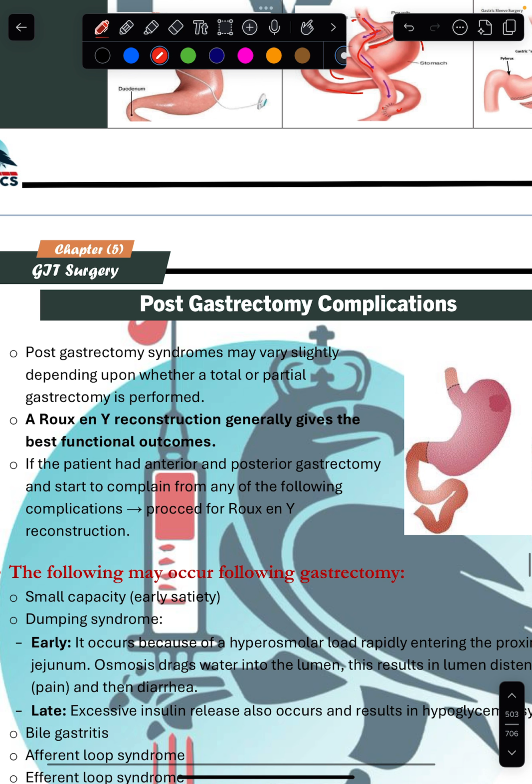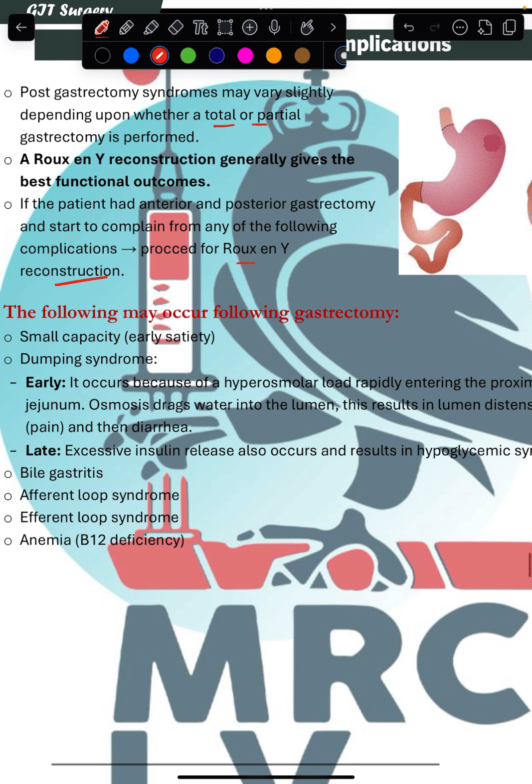Post-gastrectomy complications. What happens post-gastrectomy? Syndromes may vary depending upon whether the gastrectomy is total or partial. Roux-en-Y gastrectomy generally gives the best functional outcomes. If a patient after anterior and posterior gastrectomy complains of any of the following complications, proceed to Roux-en-Y. The following gastric complications may occur following gastrectomy.